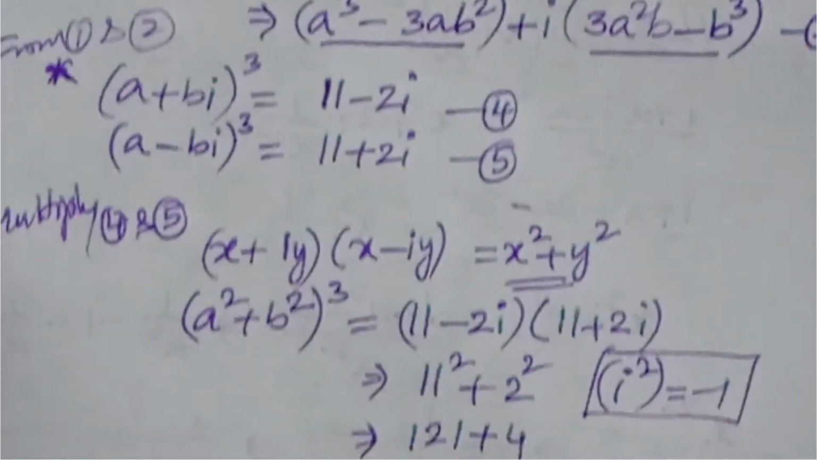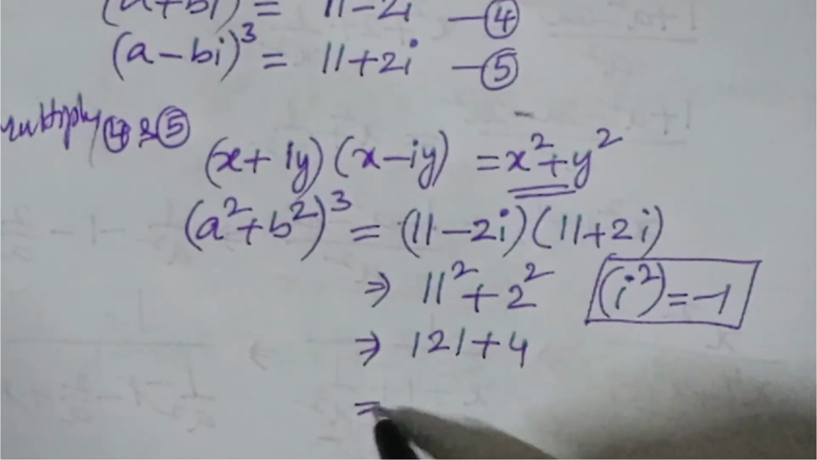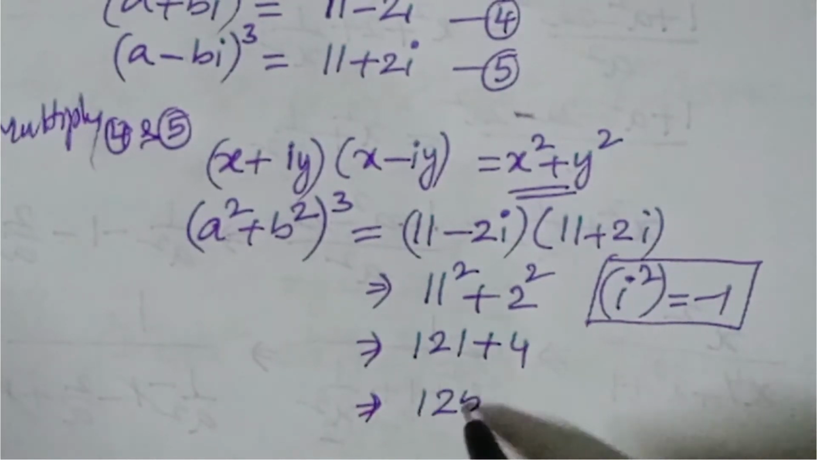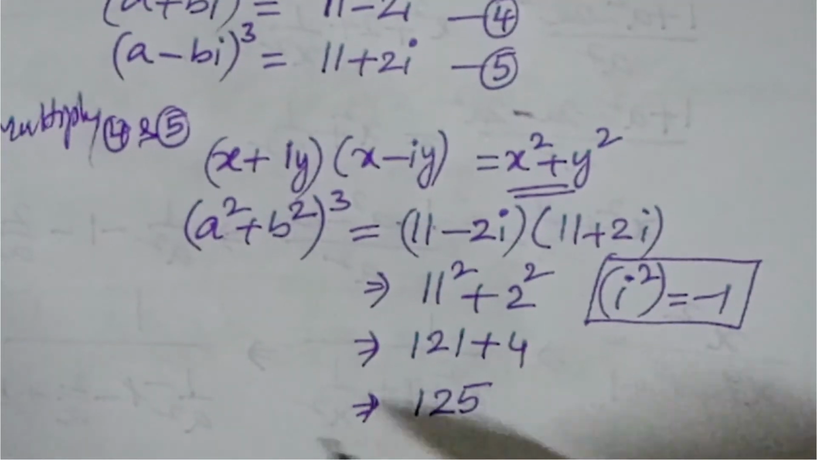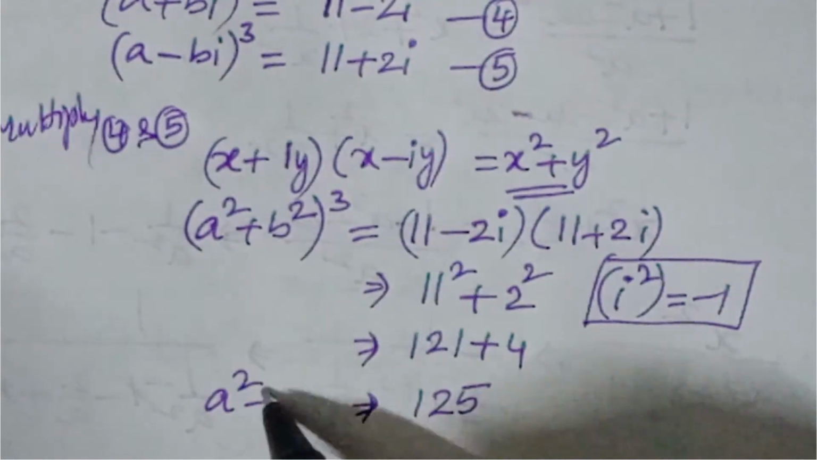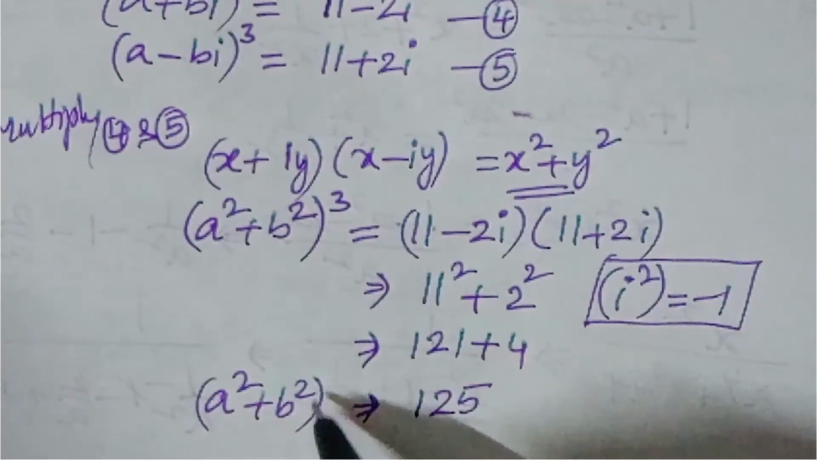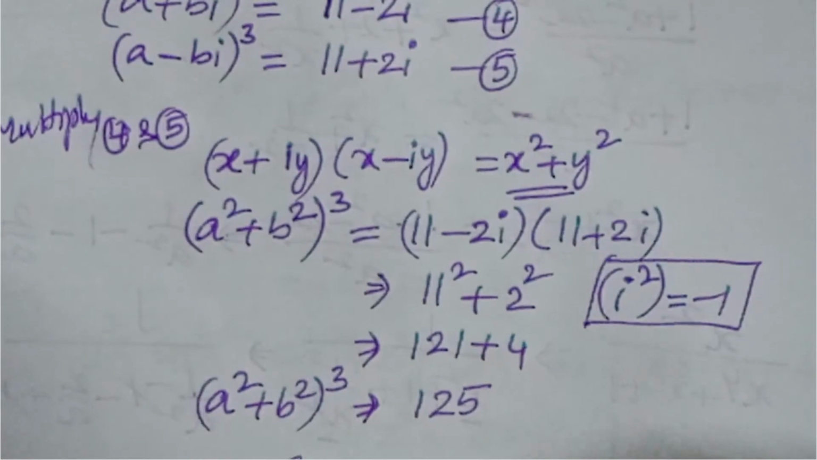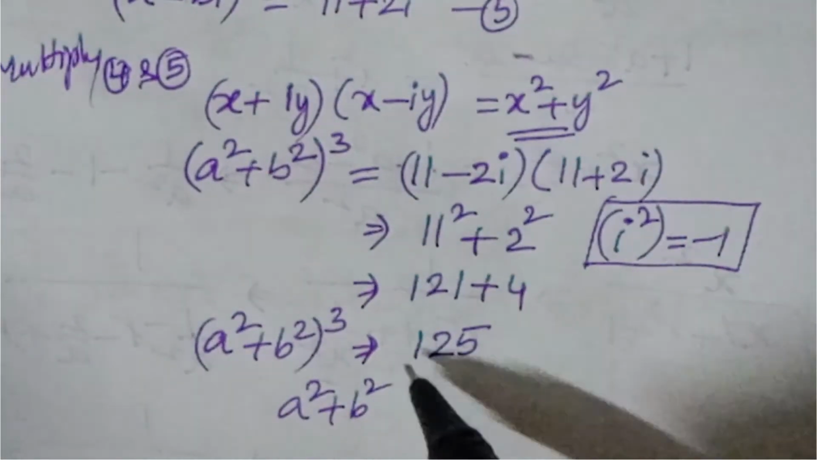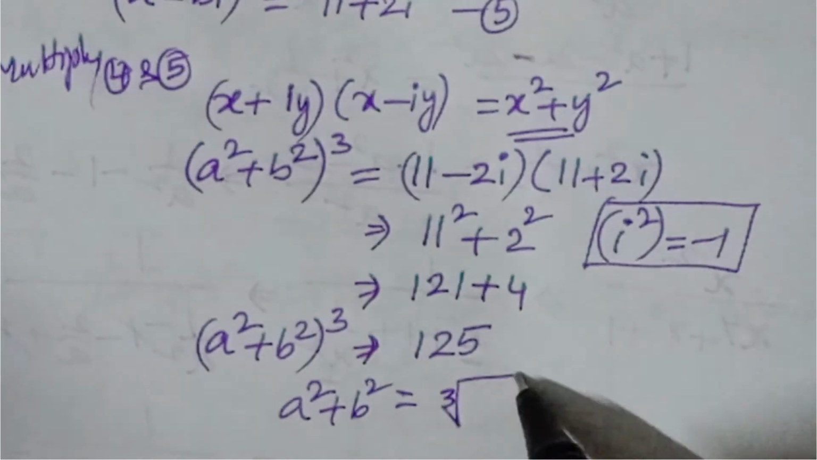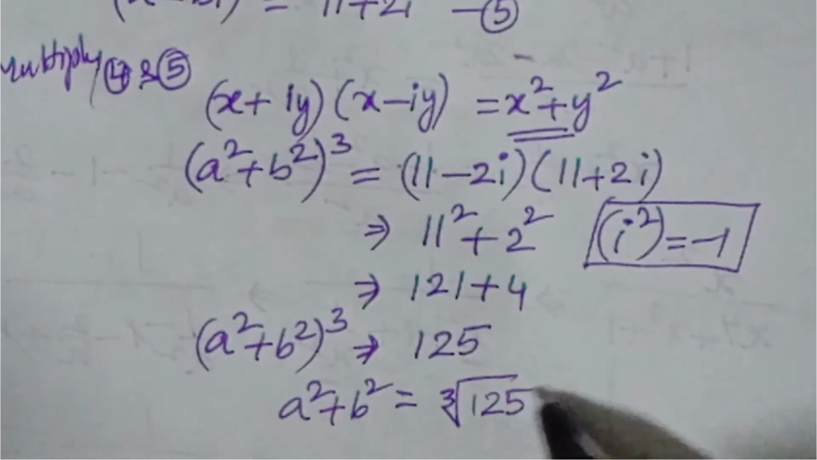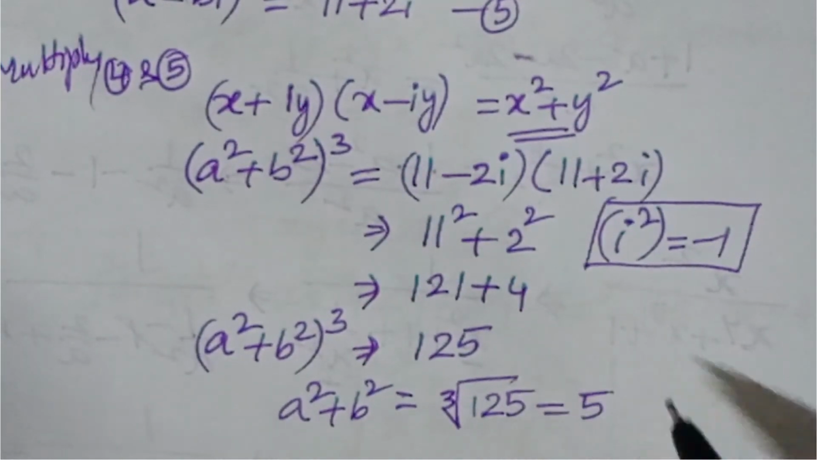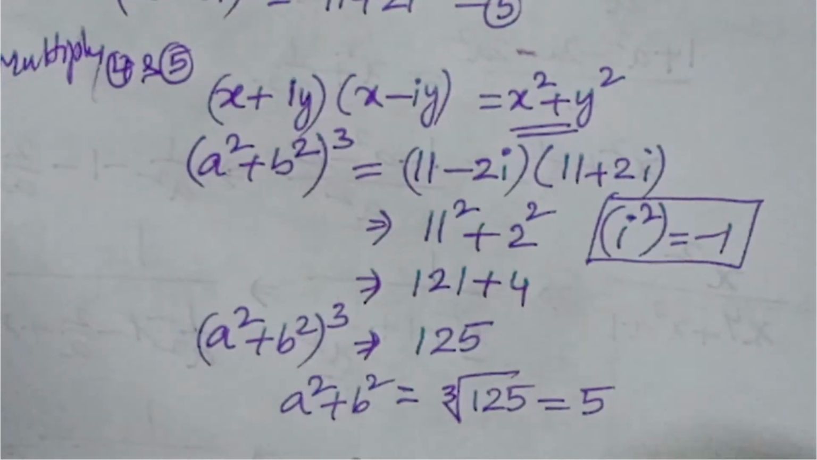A square plus b square is equal to the cube root of 125, that is equal to 5. So here is our target: the a square plus b square value is 5.